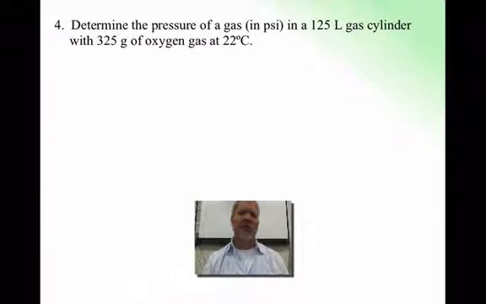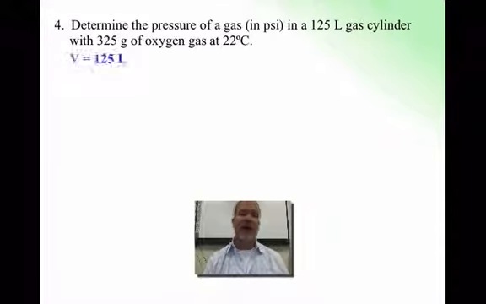Fourth problem. It says determine the pressure of a gas in psi in a 125 liter gas cylinder with 325 grams of oxygen gas at 22 degrees Celsius. Now I want to get out the psi. My thing is, though, with my ideal gas law, I must first solve in atm. Then I use my conversion factor. I know that 1 atm is the same as 14.7 psi. And so then that can get me back out to psi.